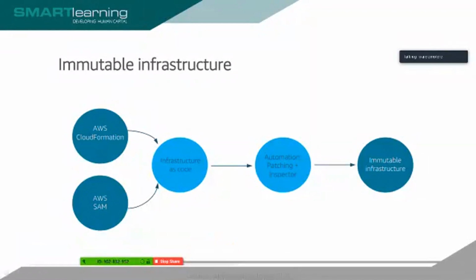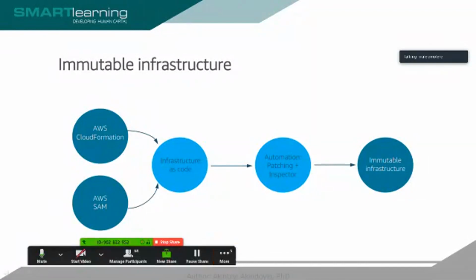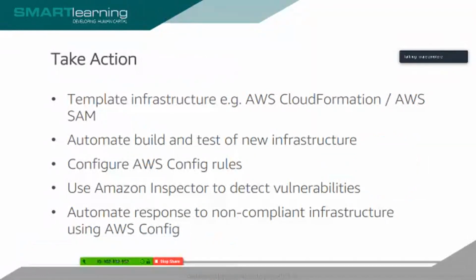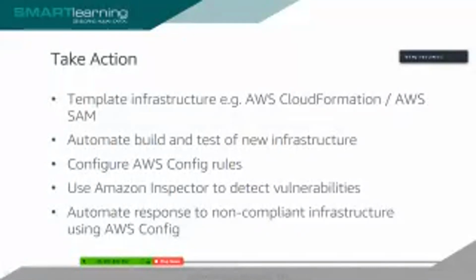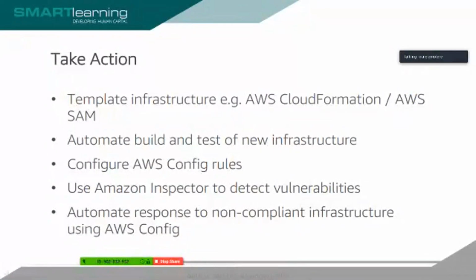So the idea of immutable infrastructure is that you don't build infrastructure manually, it's automated. So you have the same infrastructure every time. The build process is the same, it doesn't change. With the Serverless Application Model, you can use CloudFormation or the Serverless Application Model for your infrastructure templates. You automate, build, and test the new infrastructure, so make sure your infrastructure is immutable every time.